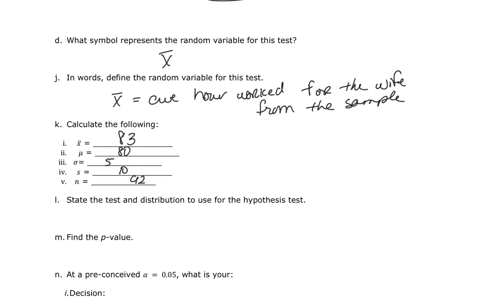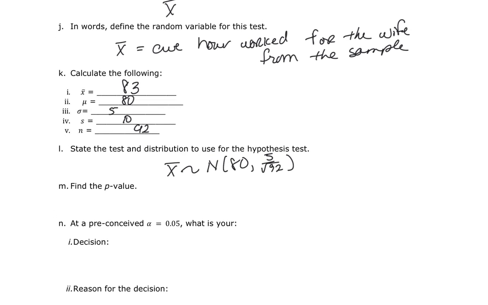So what is my distribution? The X bar is approximately a normal distribution where I have the 80, and then I have 5 divided by the square root of 92. What is my p-value?